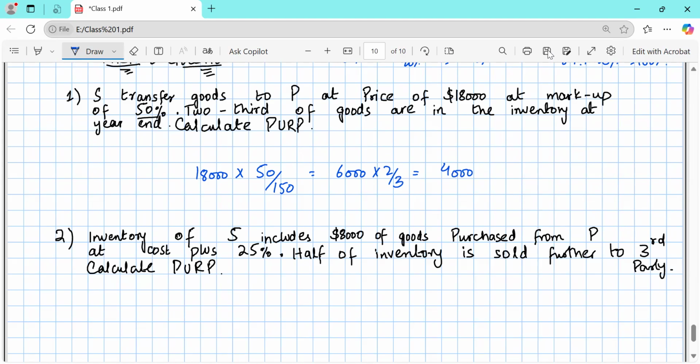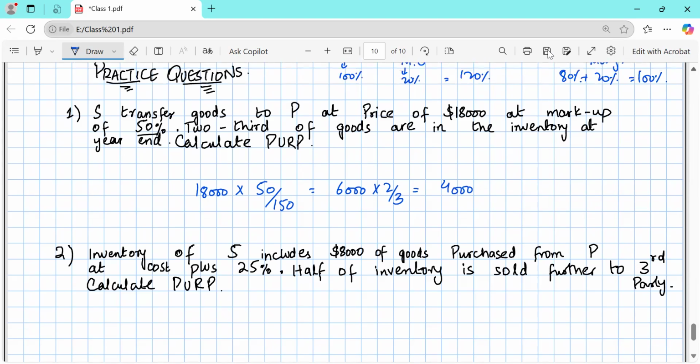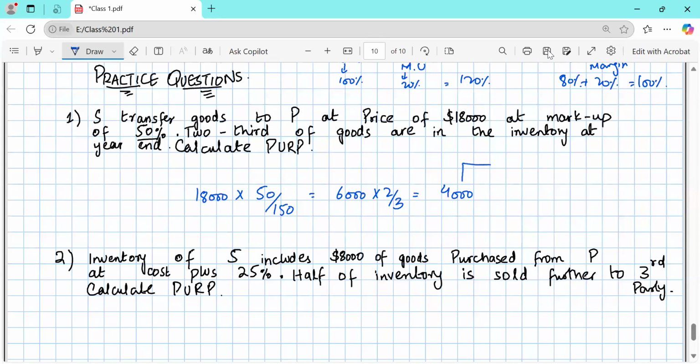Now the sale is from S to P. So from where will you deduct that? Because the subsidiary has recorded that profit, you will deduct that from working 2 at reporting date and the main format inventory.